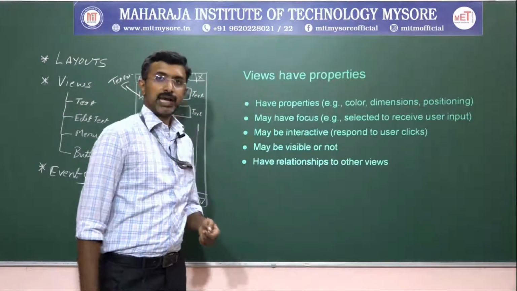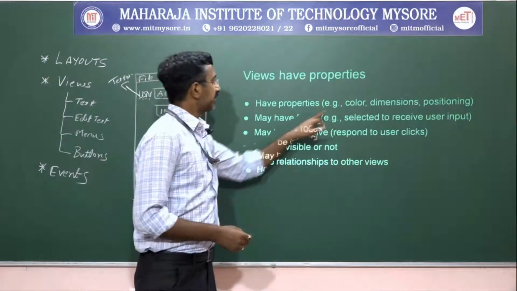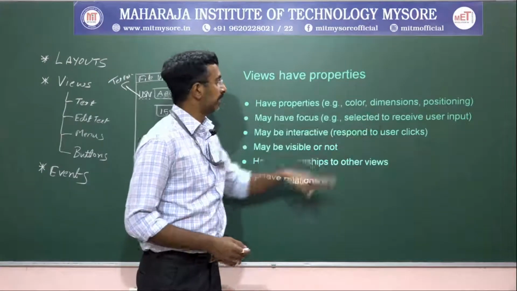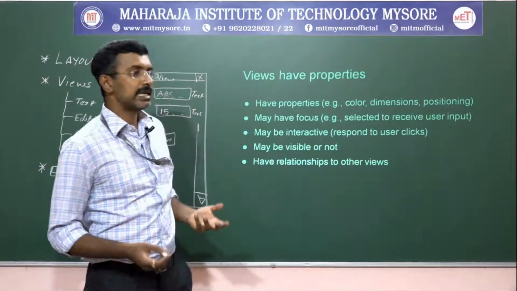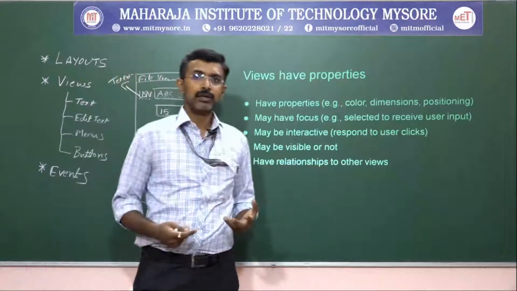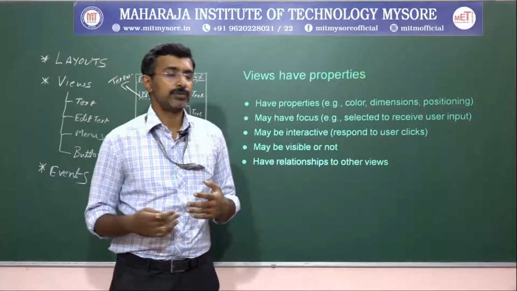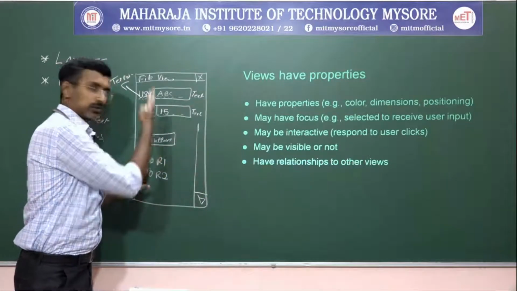So views have properties. What do you mean by properties? It has color, dimensions, positioning. It can receive user inputs, maybe clicking, user interaction. It is visible. All these are the properties of a view. Every view has them. Even this has all those properties, and this has all those properties.